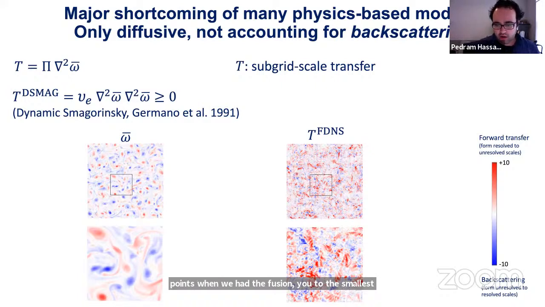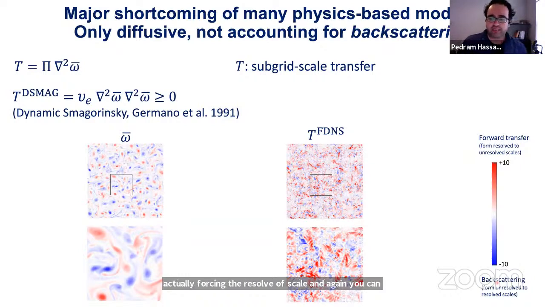But also you see that there are a number of grid points, and not small, there's a good number of them, that are blue. And this is where you have backscattering. This is when the unresolved scales, the smallest scales, are actually forcing the resolved scales. And again, you can think of it as anti-diffusion.